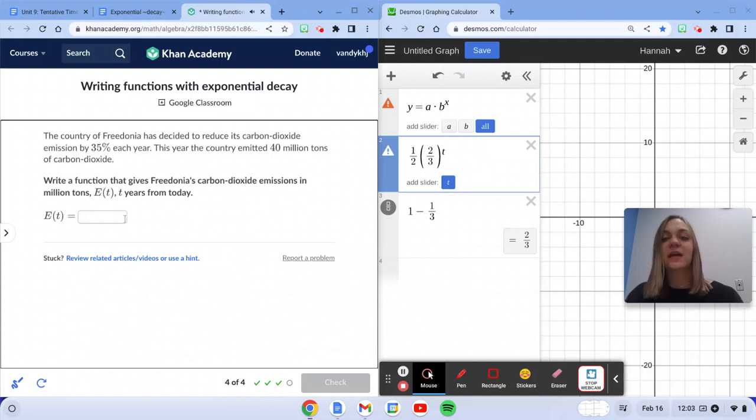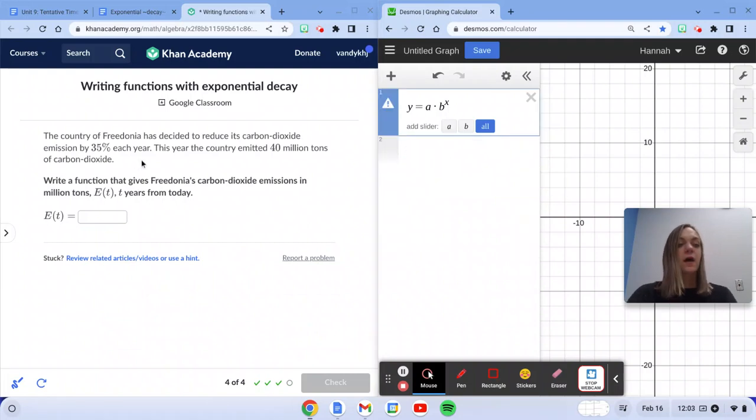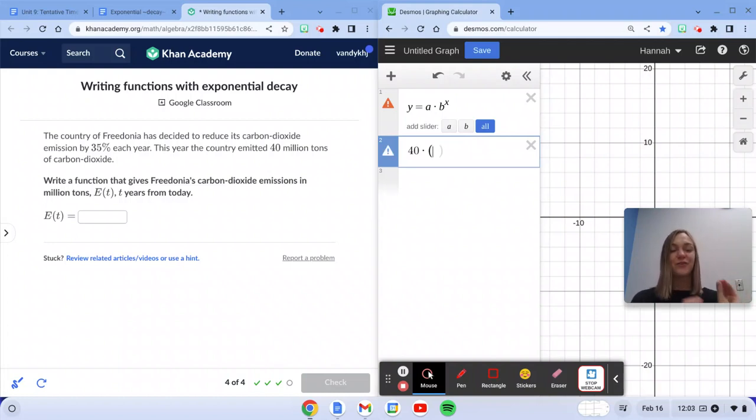Let's just do another one again for good measure. If you're ready to go, you don't have to keep watching, but some people might find it helpful. The country has decided to reduce its carbon dioxide emission by 35% each year. The country emitted 40 million tons of carbon dioxide, and we're going to use t as our variable once again. So we know that they start with 40 tons, and we have our rate of decay, which is 35%.